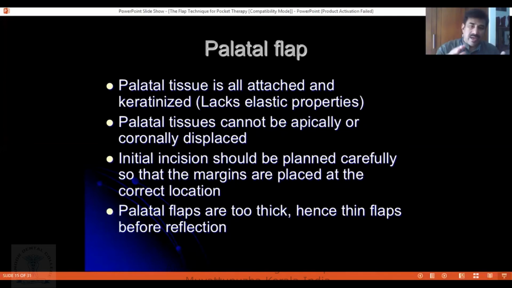Every aspect of the incision should be clear in the first incision, so it's very difficult to modify later. And always, because the palatal flaps are very thick, whenever you're doing an internal bevel incision, you have to angle it in such a way that the final flap thickness will be thin. So these are things that you should keep in mind. It won't be asked during your theory question, but these are things that you should keep in mind when doing a flap or reflecting a flap in the patient.